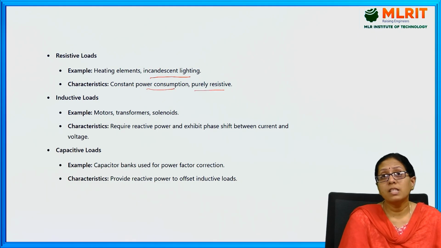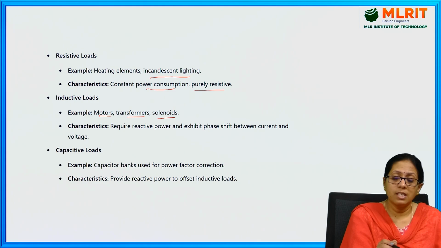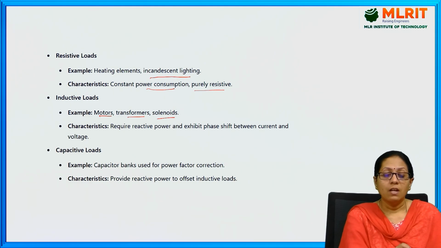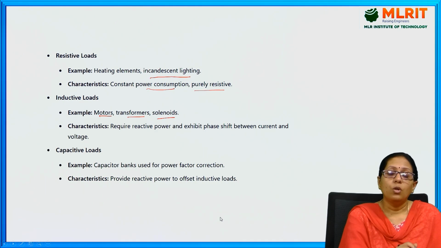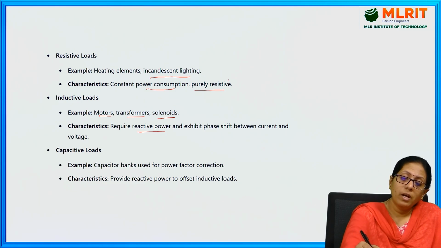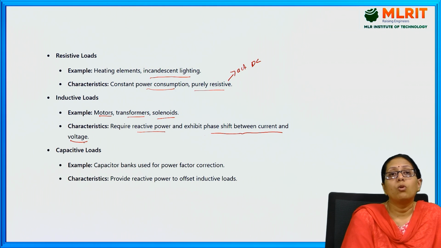The second one is inductive loads. Examples are motors and transformers as well as the solenoids. The motors, transformers and solenoids will be using the inductive loads. The characteristics: they require reactive power. Resistive loads require only active power, but here they require reactive power and exhibit a phase shift between the current as well as the voltage.